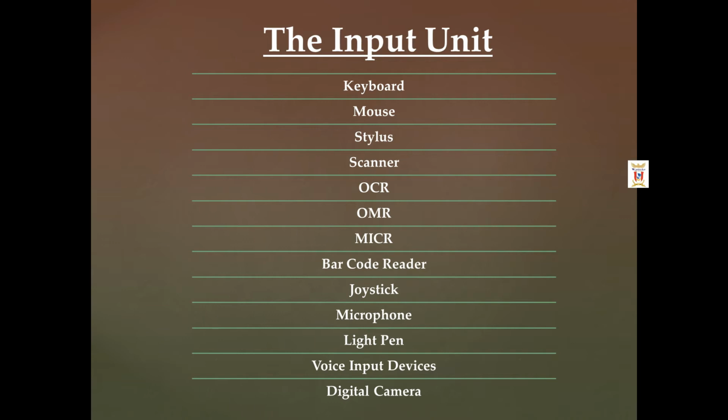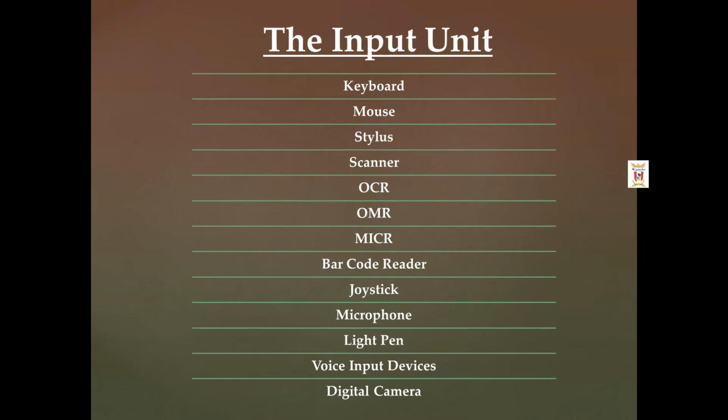Next is light pen. It is a light sensitive pointing device commonly used to select or modify the data on the screen. It allows the user to point at display objects and to draw on the screen. The operation is similar to touch screen. It is easy to use and helpful for programs like CAD, computer aided design. Next is voice input devices. A voice input device allows the user to control the computer through voice commands instead of using the keyboard.